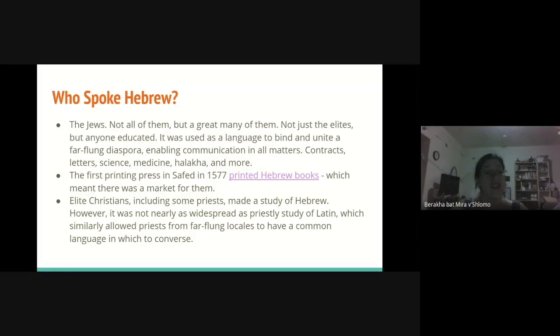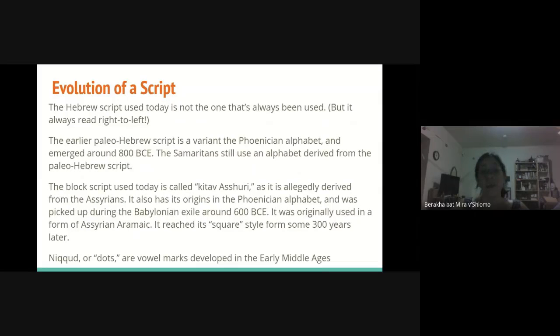But there's also the evolution of the alphabet. The Hebrew script that you see today is not the same alphabet that has always been used, though, as is common in Semitic languages, those alphabets have always read from right to left. The earliest known Hebrew script is actually a variant of the Phoenician alphabet, and that emerged around 800 BCE. The Samaritans, which is a closely related ethno-religious community, also use an alphabet that is derived from this script. It's different from modern Hebrew, but it's related.